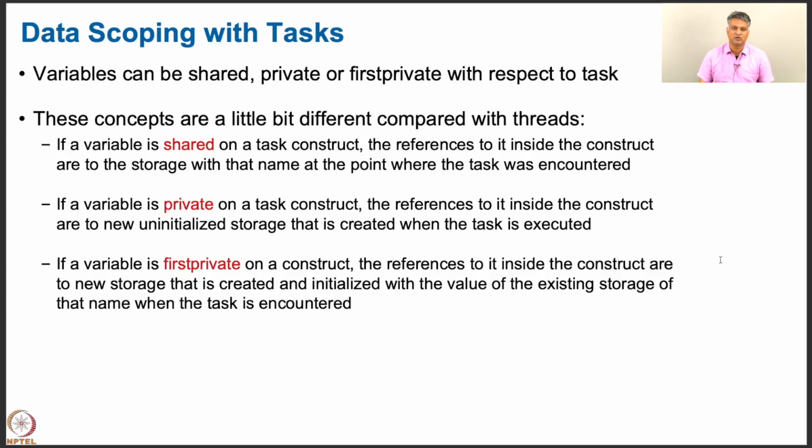If a variable is private on a task construct, the references to it inside the construct are to the new uninitialized storage that is created when the task is executed. And if a variable is firstprivate on a construct, the references to it inside the construct are to new storage that is created and initialized with the value of the existing storage of that name when the task was first encountered. So remember, we have to see the status of the variable when the task is being encountered, and not when the shared, private or firstprivate is being declared in the parallel section.